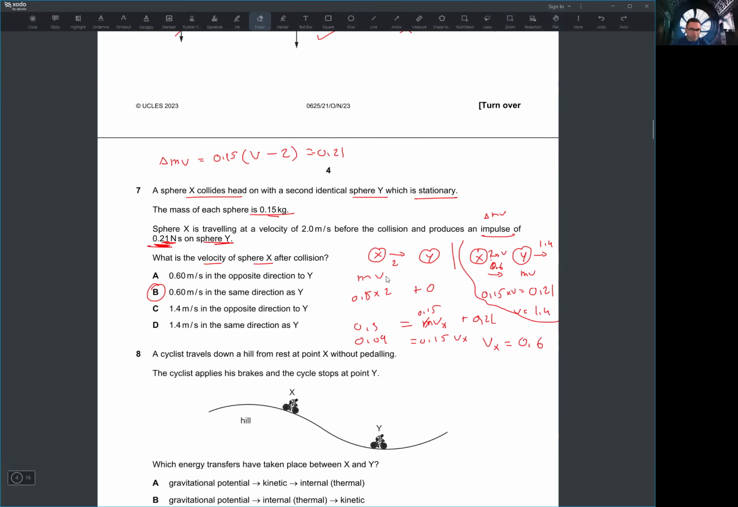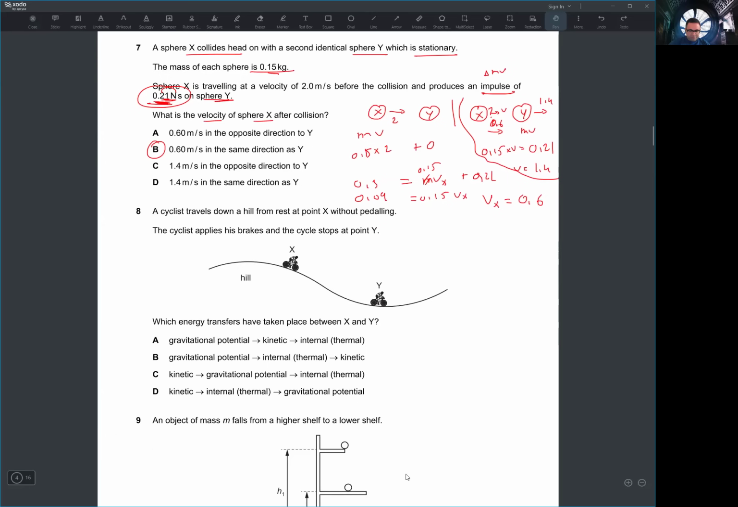I would rather not use this approach. I would rather use the approach that I'm used to, which is total momentum before equals total momentum after. And the total momentum after is not 0.21. 0.21 is only the change in momentum of y. That's it. Not x. You have two momentums. Okay? That's why: sketch, draw, work it out, and you will get the answer. Okay.